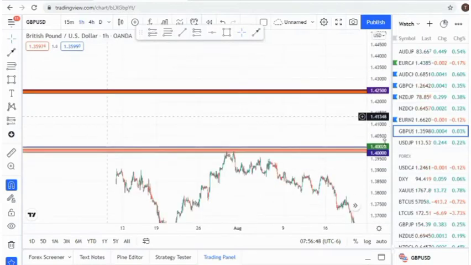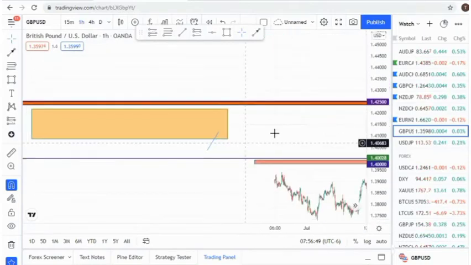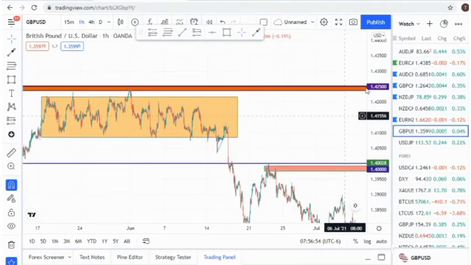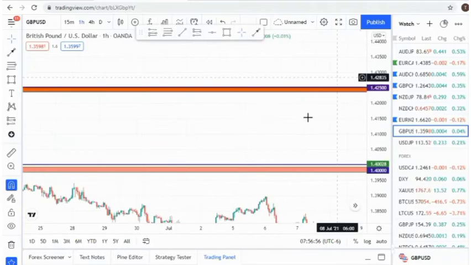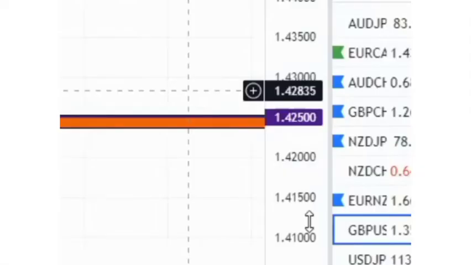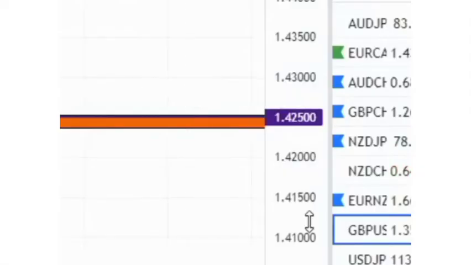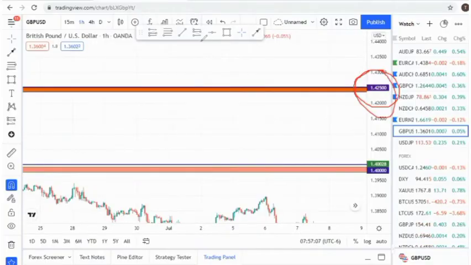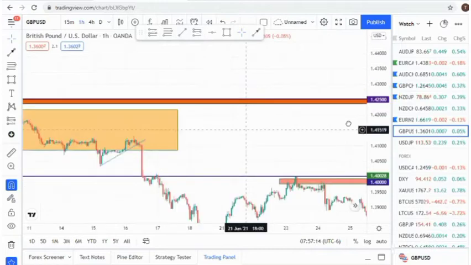And one thing you also need to understand is that this accumulation phase occurred at my psychological level, 1.42500. I trade the psyche level a lot, 1.42500, and that is one of the confluences I'm also using on this trade. First thing, the accumulation phase occurred on my psychological level.